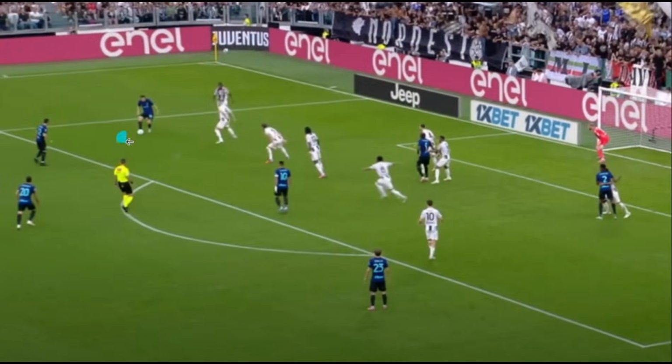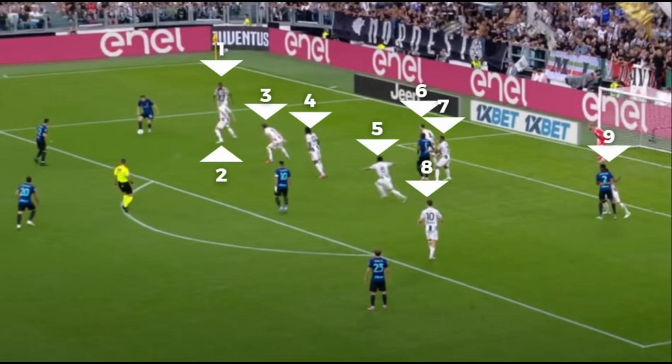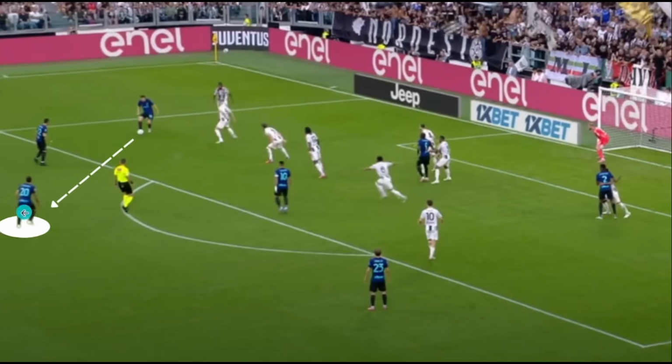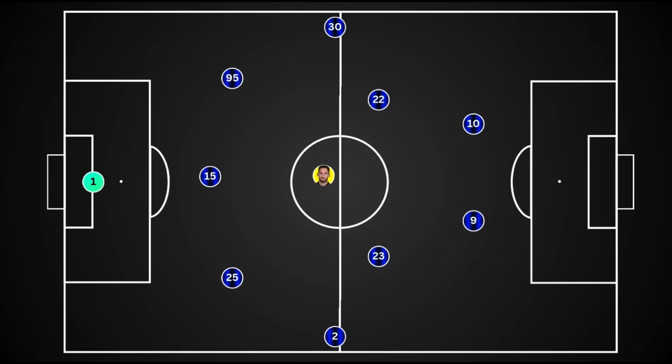Once Inter enters the box, Juventus drops 9 outfield players inside to try to cope with the attacking threat. This leaves Calhanoglu completely free at the top of the box. The ball is laid back to him, and he finishes to score Inter's goal. It's worth noting that Calhanoglu, in this match, was the deepest midfielder on the pitch for Inter.